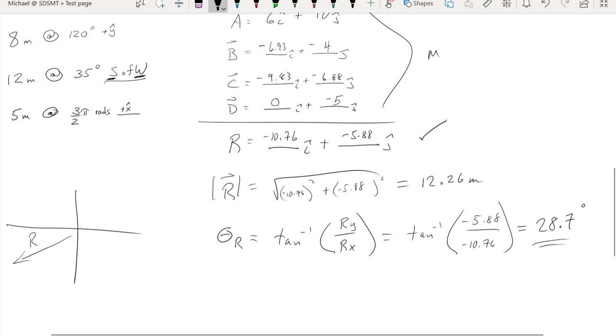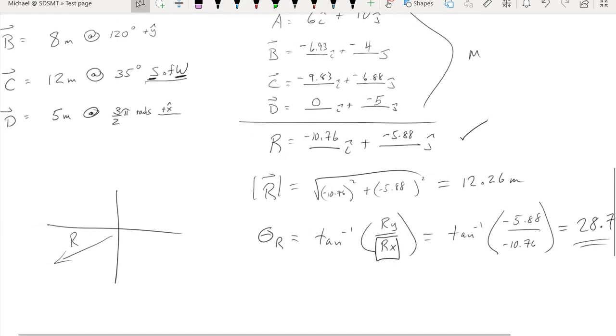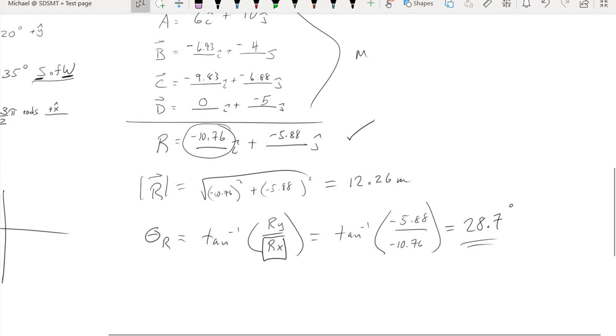And the big question now is, where do I have to measure that angle from? In the previous video, I said keep an eye on what is in your denominator, because whatever component is in your denominator, that is the axis that you need to measure from. In our case, we had a negative x component. And that means that this angle will have to be measured from the negative x-axis.